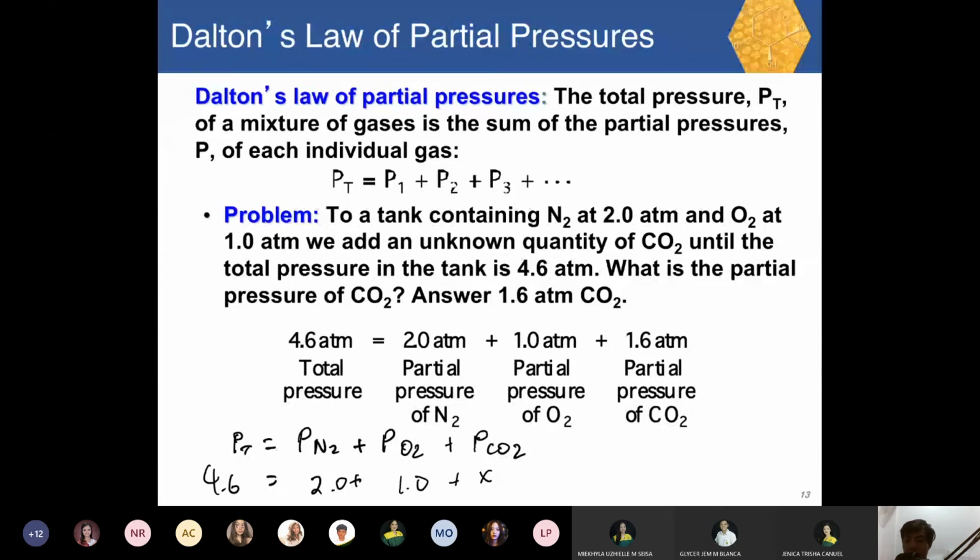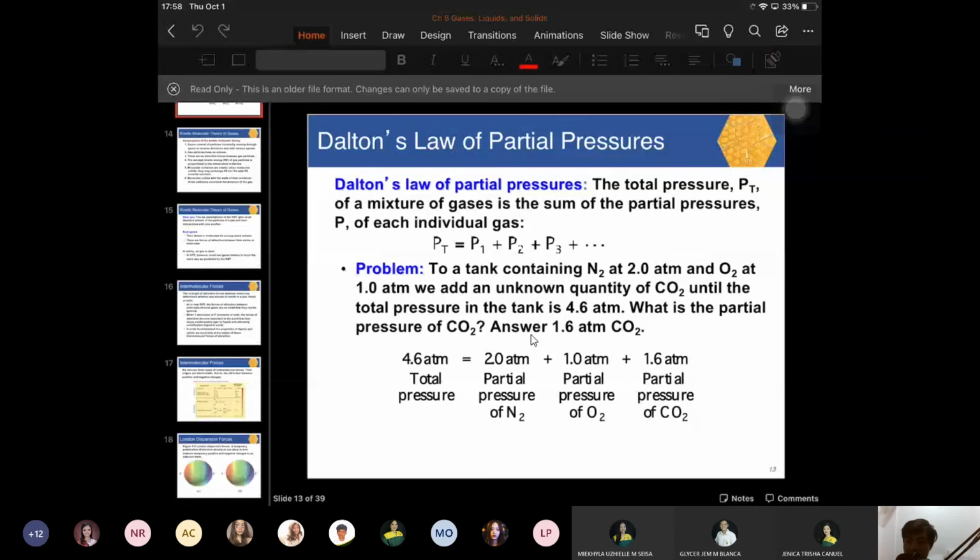So, yun lang yung basic info niya. And with that, tapos na tayo, guys. Tapos na ang inorganic chapter natin. So, that means midterm period na. Okay, so good luck na.